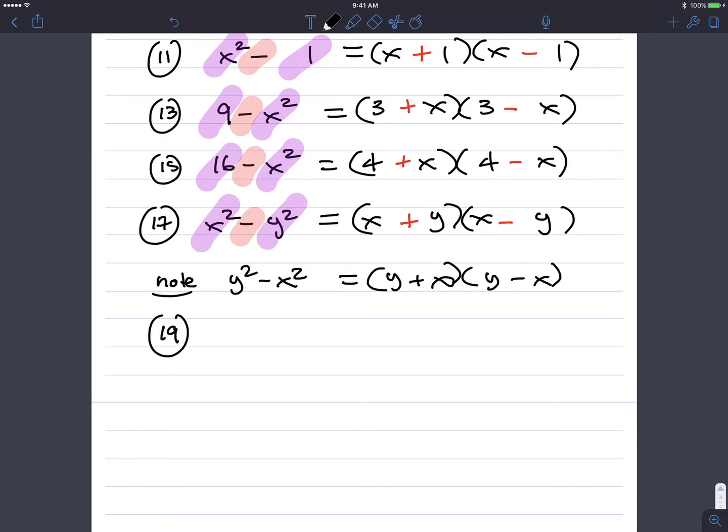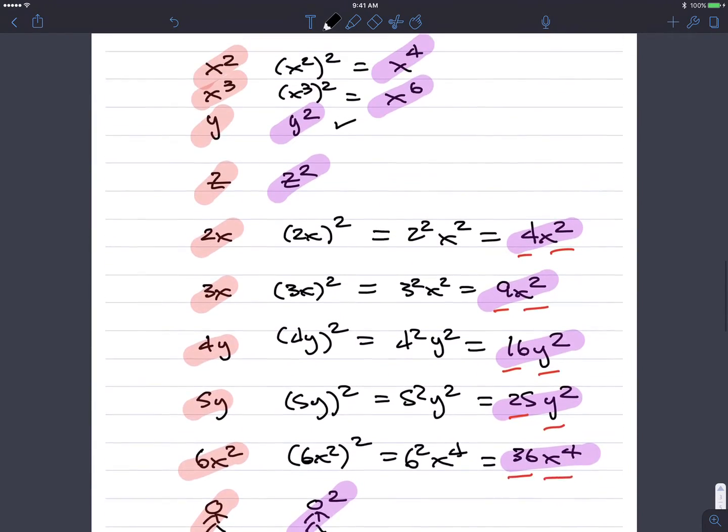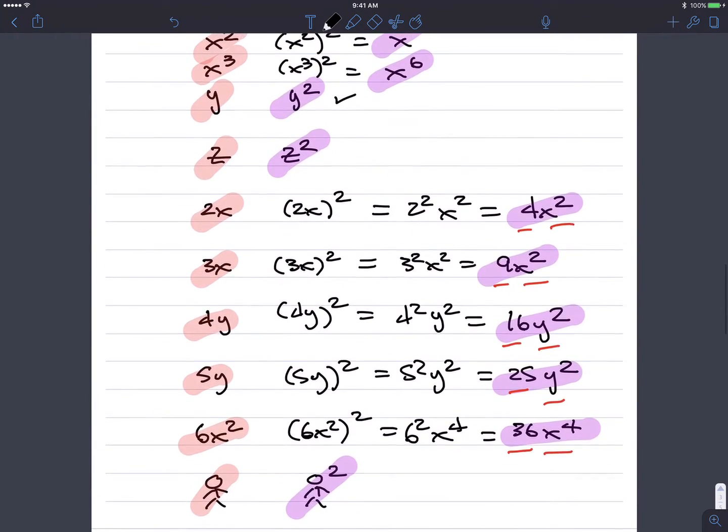Number 19. Uh-oh, this is a hard one. 4x squared minus 4y squared. Now they're going to get super hard. Is that true? Well, let's think. I got a difference. And I also know x squared is a perfect square. Is 4y squared also a perfect square? Say yes. How do you know 4y squared is a perfect square? Oh, take a look. It's on my list.